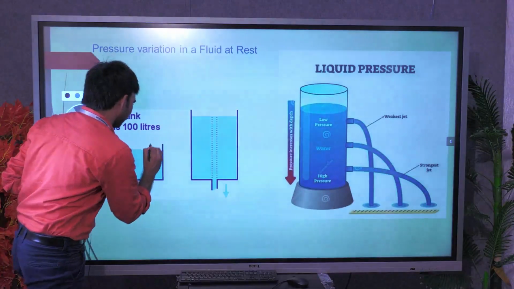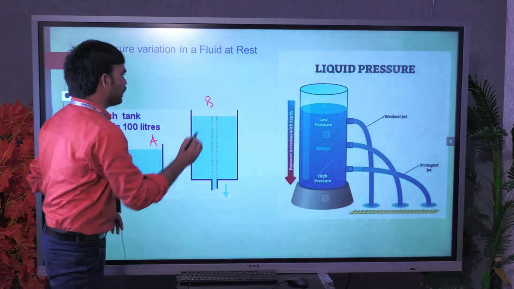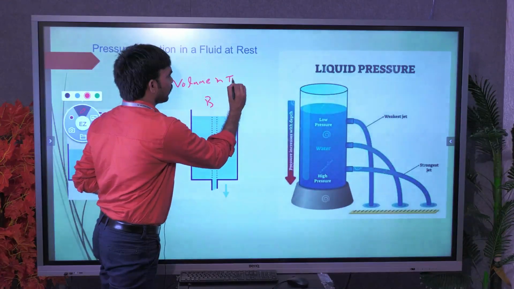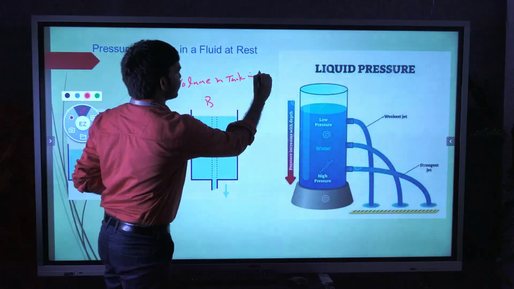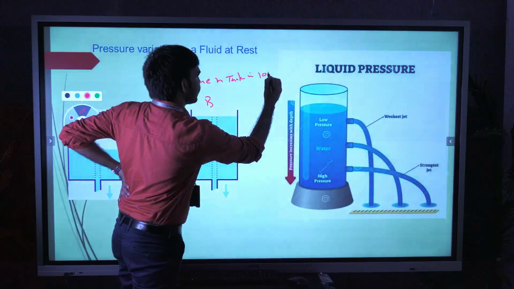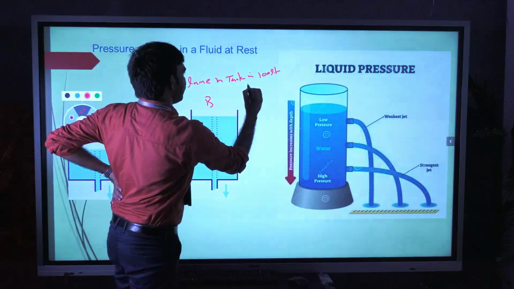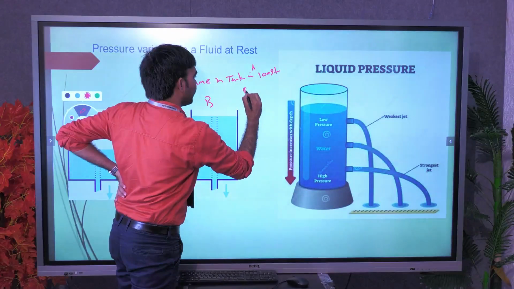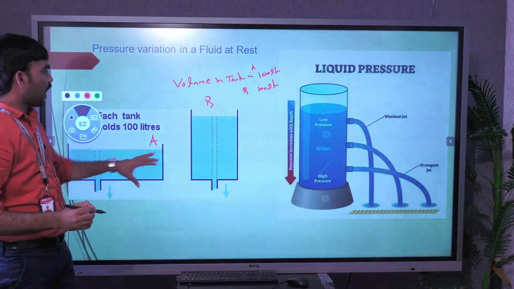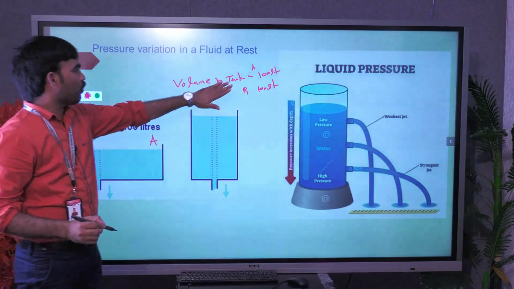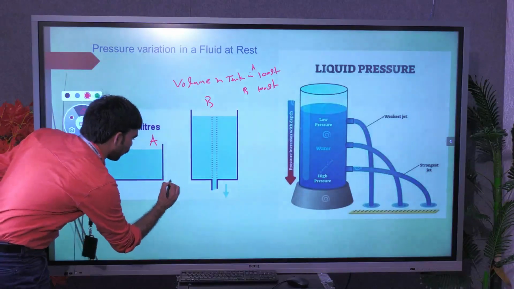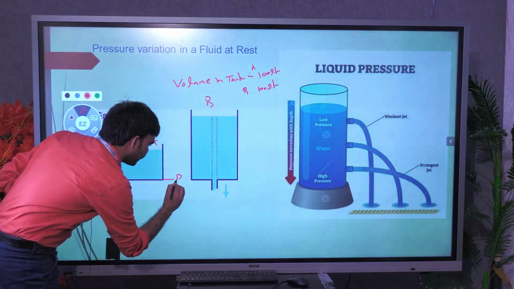For example, if this is tank A and tank B, the volume in tank A is 100 liters, and tank B also 100 liters. The shapes are different, the height of the water will be different, but the volume is the same, right? But if you measure the pressure at the bottom of the tank, I want to measure the pressure at this point.